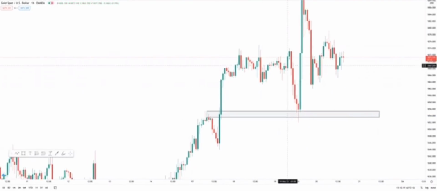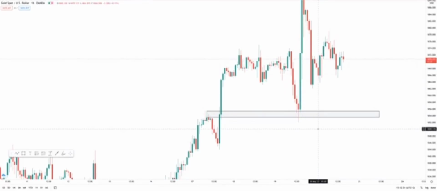So this is the pullback that we had through London. We had our wick over there, which is the first sign of exhaustion. We then had another wick over there, all right? Second sign of exhaustion. So you can see that price is starting to reject the downside and we're losing steam. These sellers are losing steam.